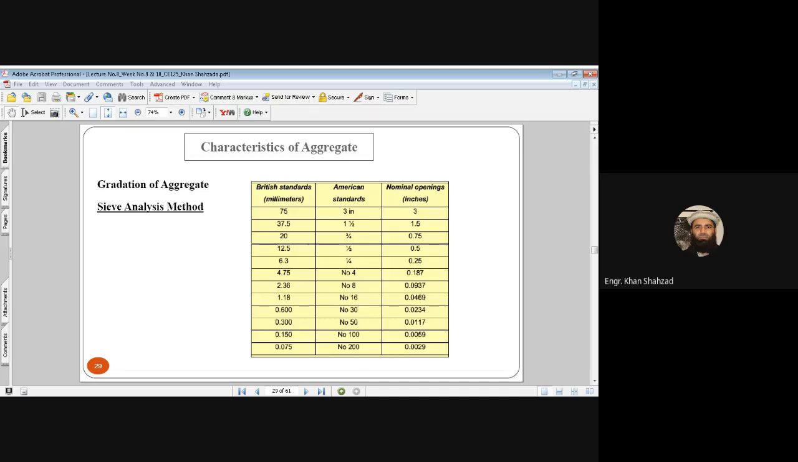Can you tell us why we are calling it sieve number 4? Sir, I don't know. Okay, एजाज अली शाह. सर इसका मतलब ये कि हमारे पास जो 1 linear inch में नंबर ऑफ ओपनिंग्स 4 होते हैं. Good, well done beta. Okay, so in 1 linear inch there will be 4 holes or 4 wides, and in sieve number 8 in 1 linear inch there will be 8 holes, and in sieve number 200 in 1 linear inch there will be 200 holes or wides.